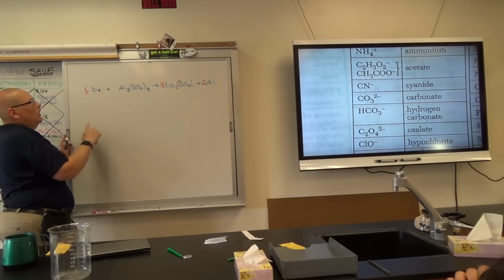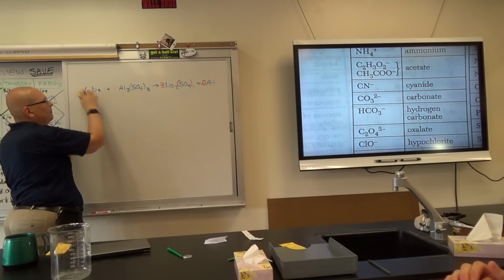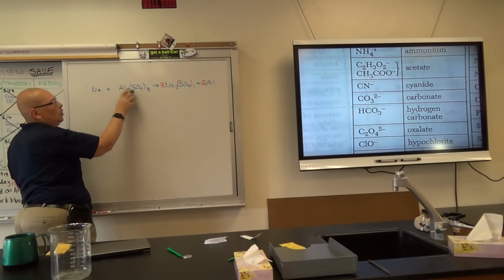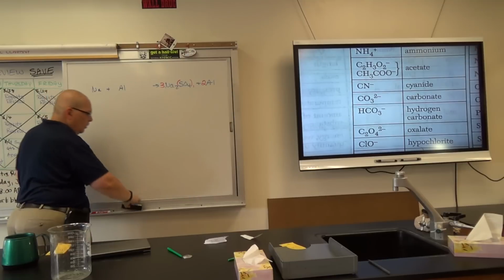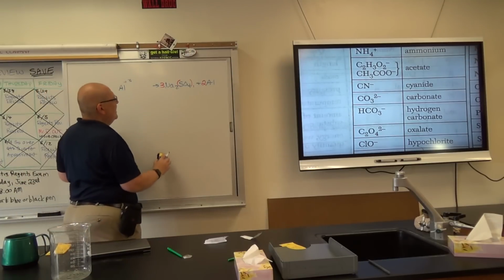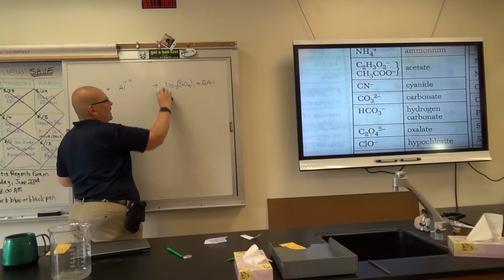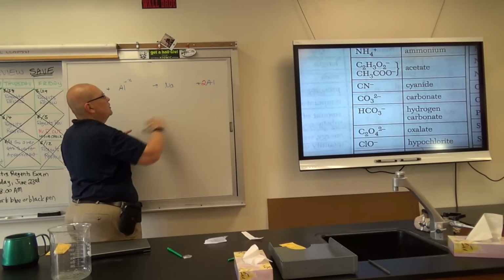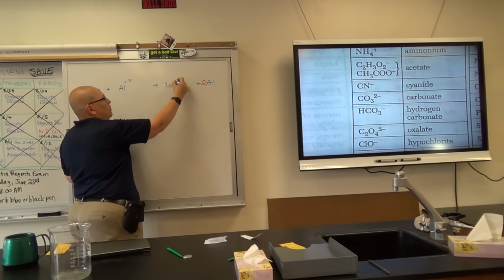Then instead of giving you the sulfate ion, let's say instead of giving you aluminum sulfate, they just give you aluminum +3. Let's say instead of giving you sodium sulfate, they just give you sodium +1.